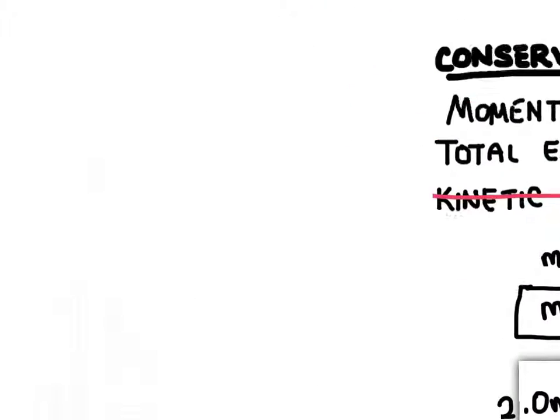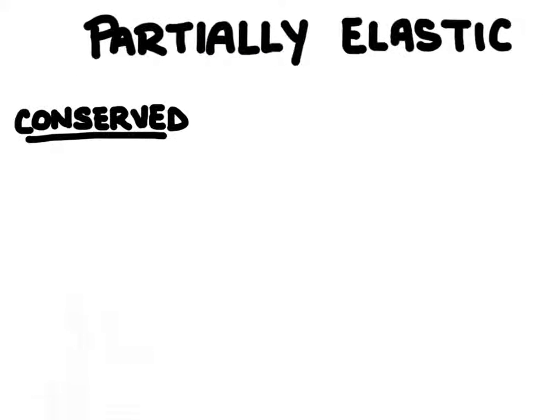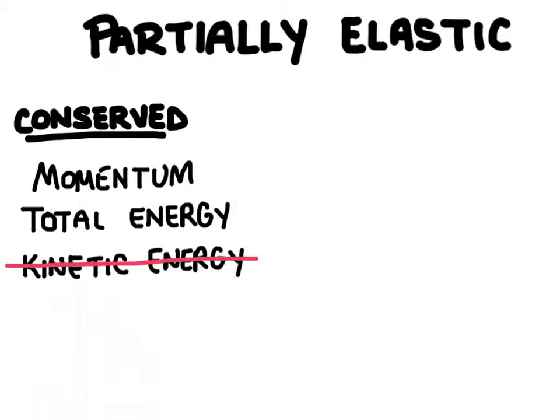The final type of collision is a combination of both elastic and inelastic. We call it partially elastic or partially inelastic. Just like inelastic, only momentum and total energy will be conserved. This is the most common type of collision. It's a collision where objects will hit each other and kind of bounce or deform off of each other. They don't stick together. An example of this would be a car crash.